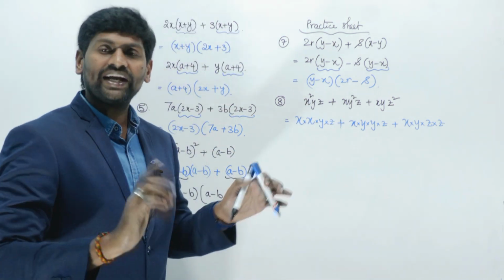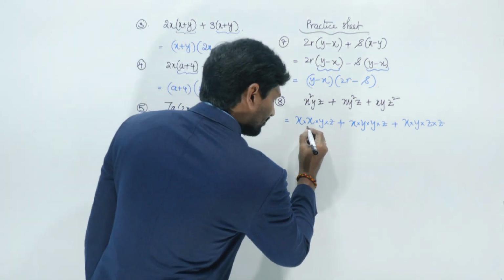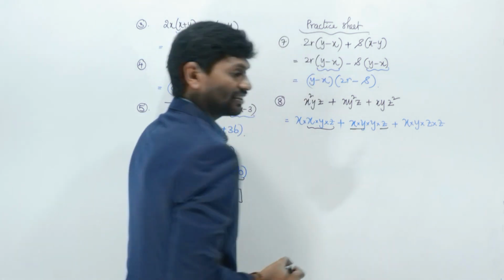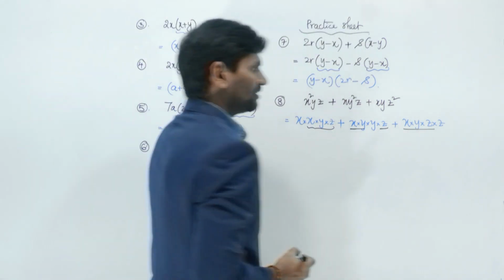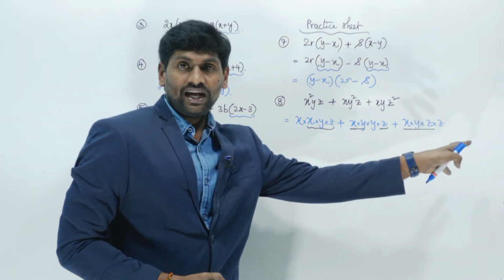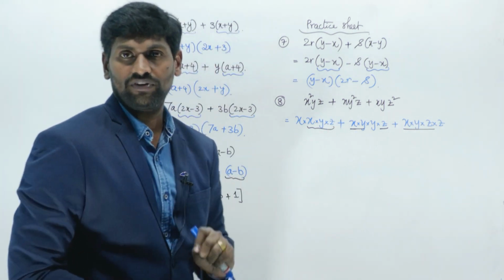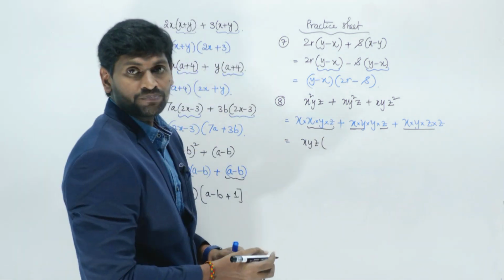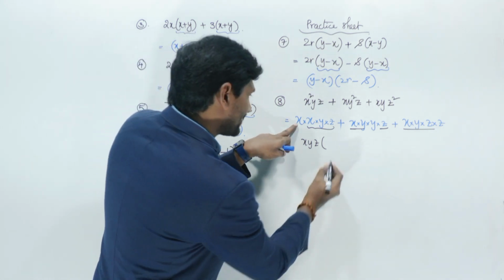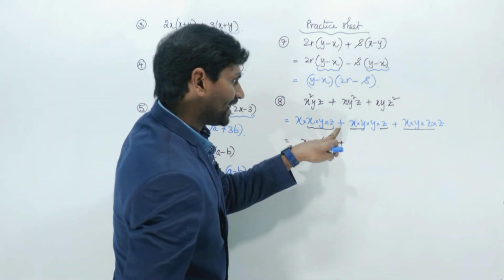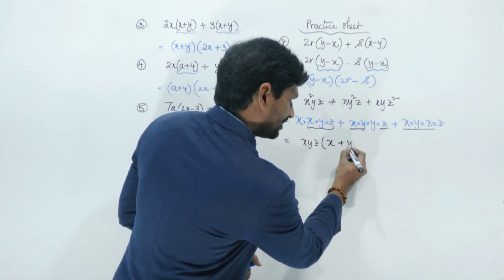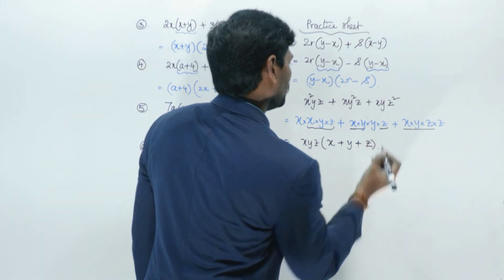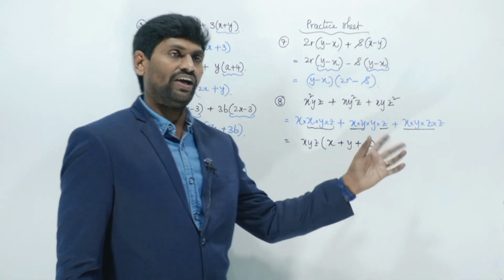Now you identify x, y, z is common. Here also x, y, z. So from the three terms, I can have x, y, z as a common factor. So I am taking x, y, z as a common factor. From the first term, what is remaining? X is remaining. Plus second term, what is remaining? Y is remaining. Plus third term, z is remaining. Finished. So it is the product of its factors.